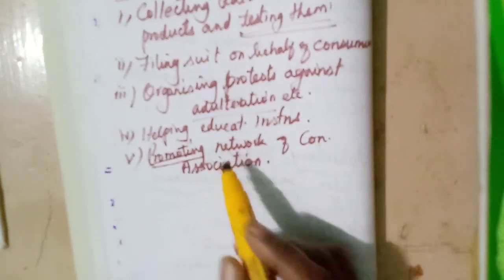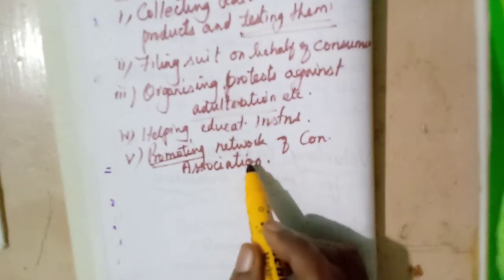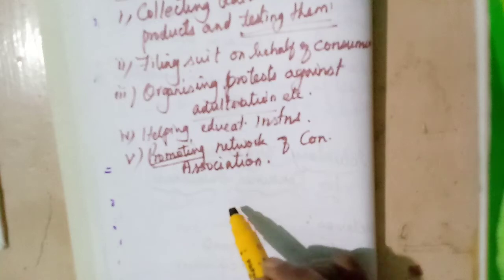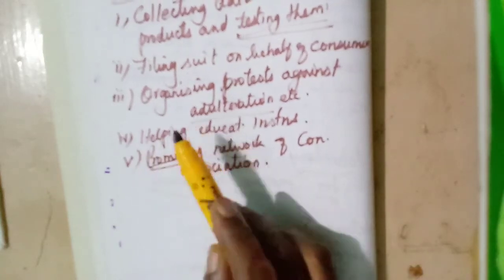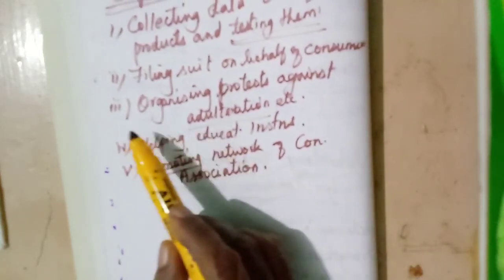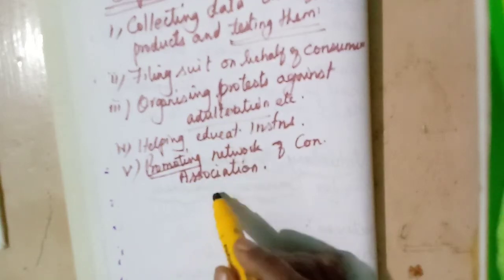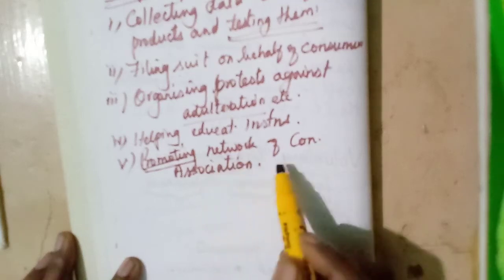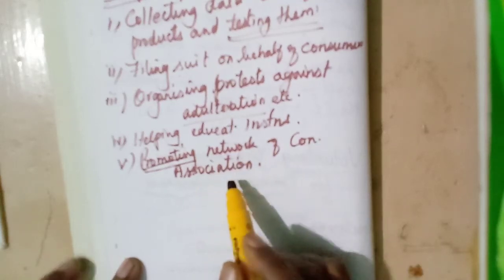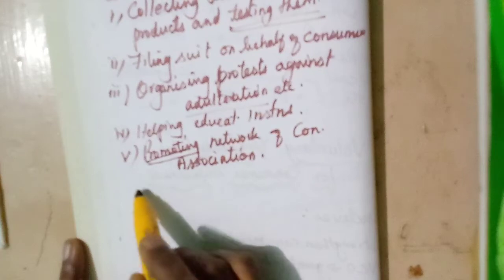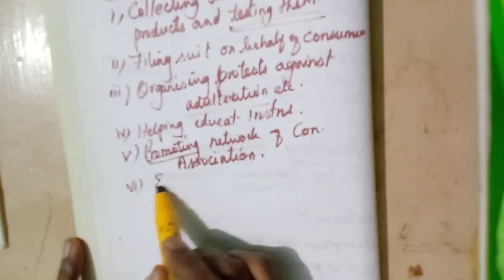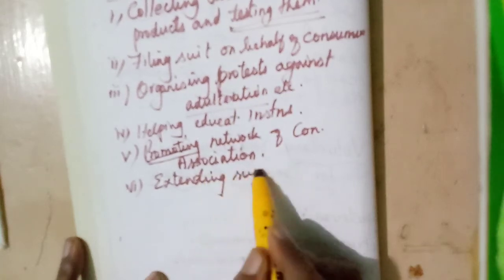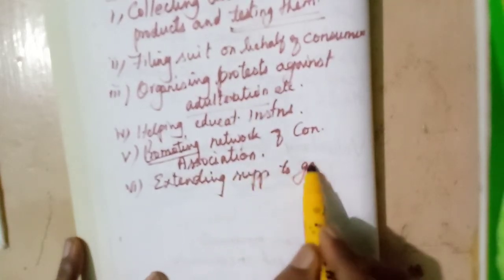That organization is having one fund, the Consumer Welfare Fund. From that fund only they are providing funds for all these voluntary consumer organizations. They are increasing the network of consumer associations and extending support to government.